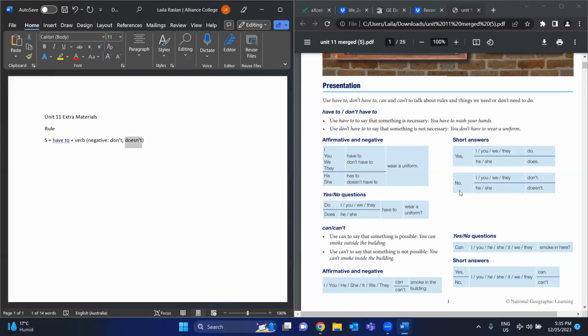So you can see it's got all the notes there. If you want to respond, yes, I do. No, I don't. So Camilla, do you have to wake up early tomorrow? Yes, I do. No, I don't. That would be the response. Does your daughter have to go to school tomorrow? No, she doesn't. Yes, she does. So that would be the responses.